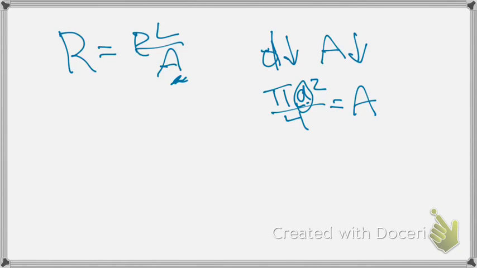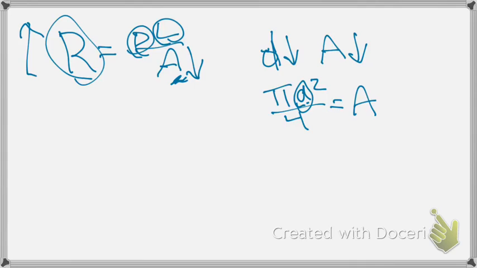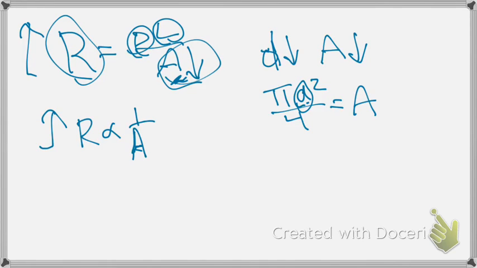So the area goes down. If the area goes down and the length stays the same and rho stays the same, the resistance has to go up because, like we just said, they're inversely related. R is inversely proportional to A. So A goes down, R goes up. So the answer is B, increases. And I'm going to stop.